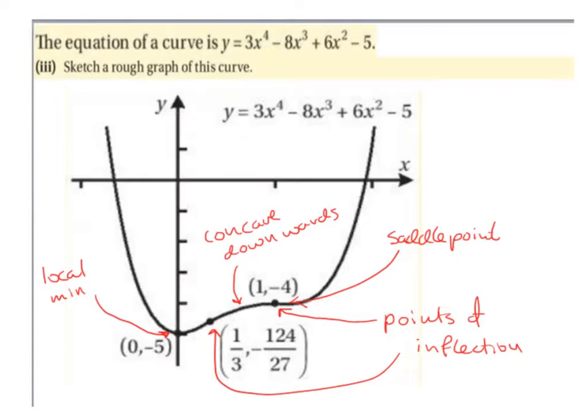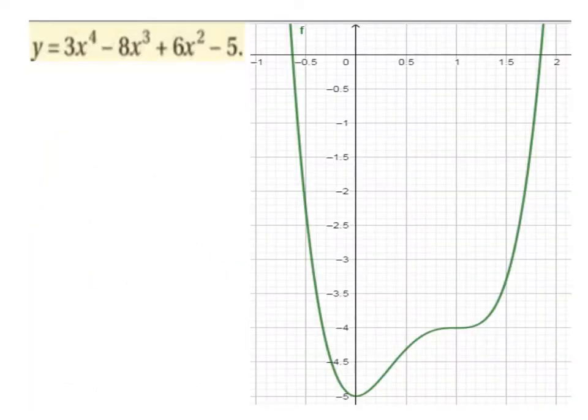So this is just a rough sketch of our graph. Now we'll have a look at what the graph really looks like. So here we have the actual curve of y equals 3x to the power of 4 minus 8x cubed plus 6x squared minus 5.